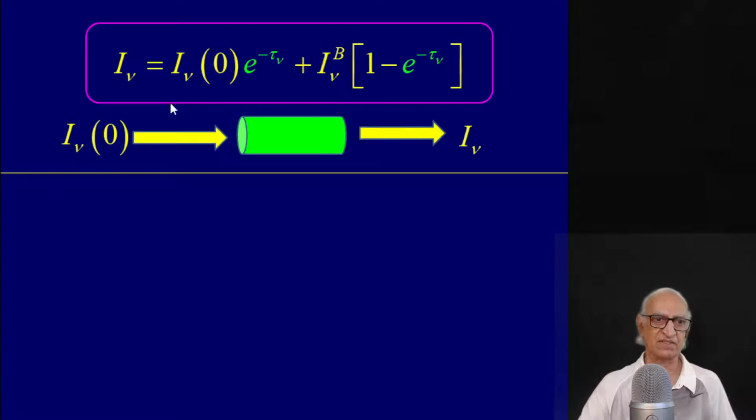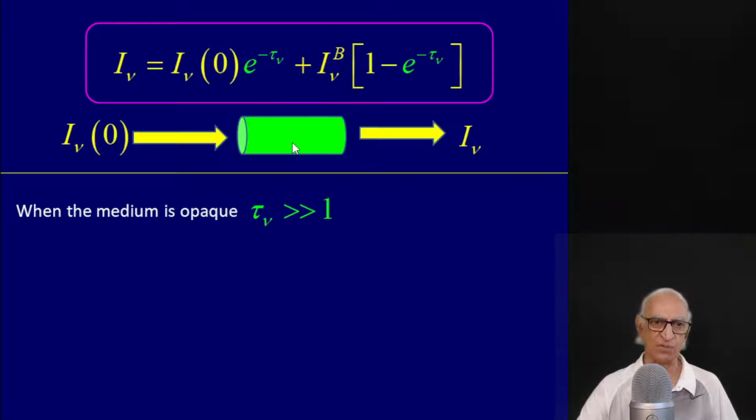Now, so that's the equation of radiative transfer. Now let us look at it in the two limiting cases of optically thick medium and optically thin medium. By that I mean if this medium is optically thick or if it's optically thin. When the medium is opaque, that means the optical depth of this medium is very large compared to 1, tending to infinity. Then when I look from this side, I won't see any of the incident radiation.